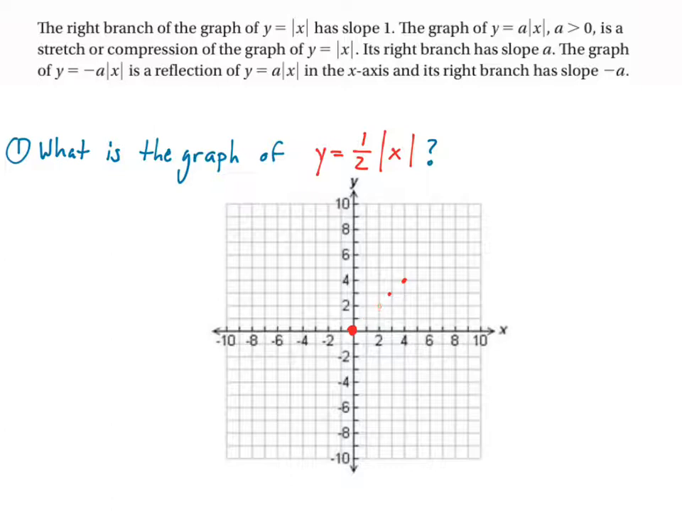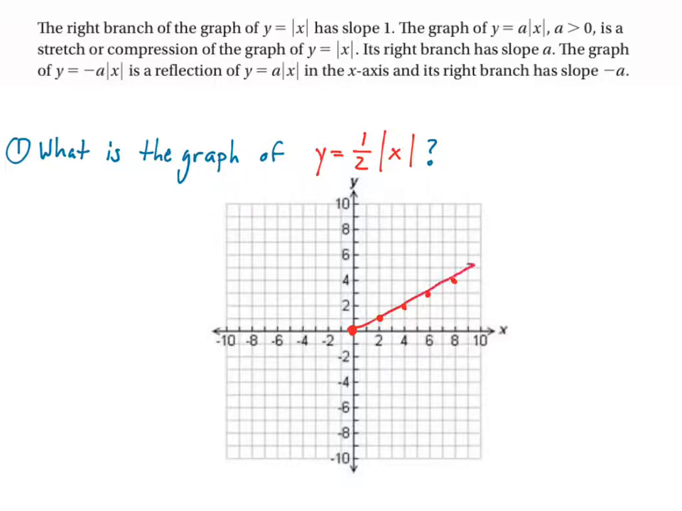We want to apply the compression of 1/2, so instead of going up 1 over 1, we're going to go up 1 over 2. I went up 2 over 1. We're going to go up 1 over 2, so we're compressing it, up 1 over 2, up 1 over 2, up 1 over 2. So now it's compressed on the right half here.